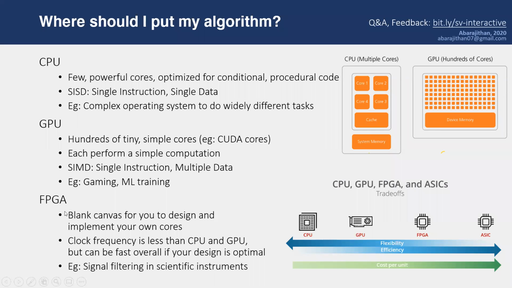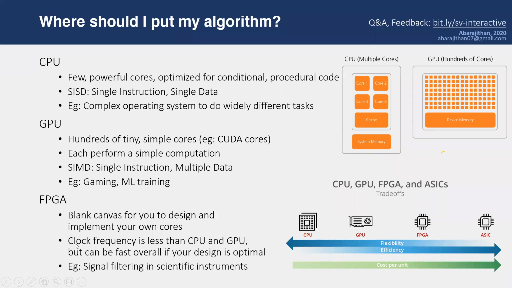FPGAs are a blank canvas. CPUs and GPUs have a fixed architecture. Somebody has made an architecture, and some are good, some are not so good, so you can select between different CPUs. But an FPGA is a blank canvas. You have to design your own architecture and come up with your own digital circuits for this.